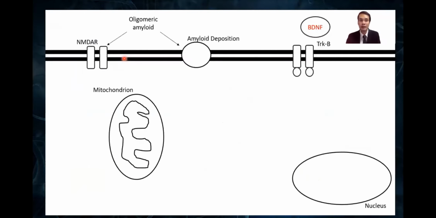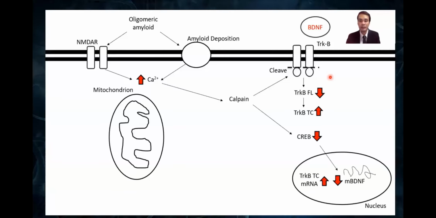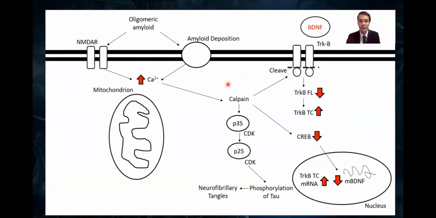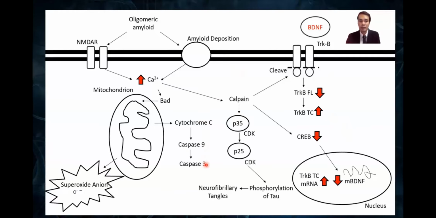Hence, this study showed that amyloid deposition will lead to calcium influx and activation of calpain. Activation of calpain will lead to cleavage of the TRKB receptor and decreased expression of BDNF. Activation of calpain also will lead to dysregulation of CDK5, phosphorylation of tau, and formation of neurofibrillary tangles. At the same time, overactivation of calpain will lead to production of caspase-3. With the help of superoxide and iron, it will eventually cause neuronal death.